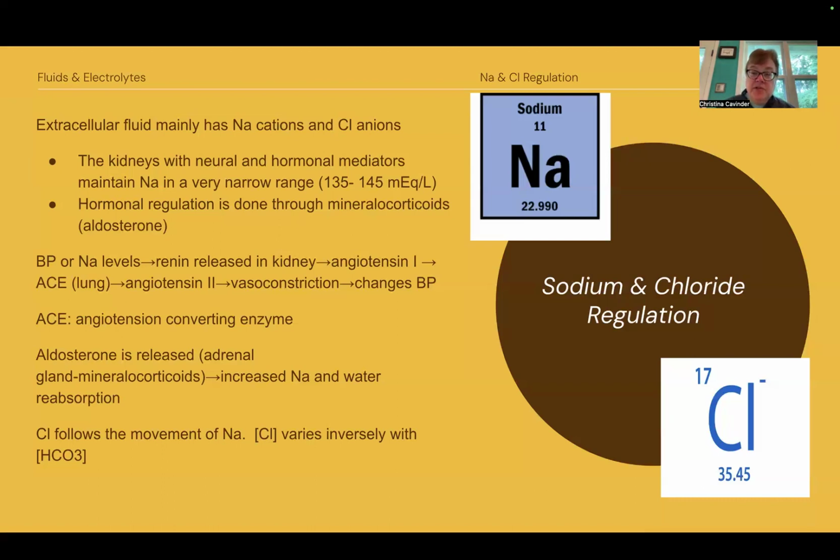And this is important if we have a patient that is acidotic and we need to retain bicarb. But that's more than what you need to know. But they are inversely related. So when you see an electrolyte panel and you see chloride is high, you will see your bicarb is low.